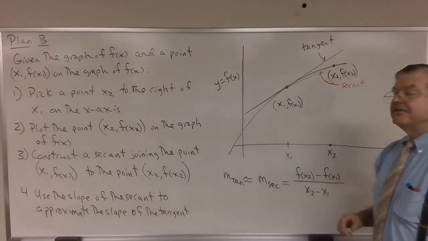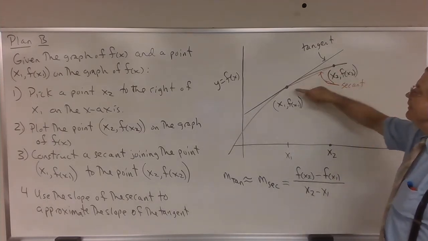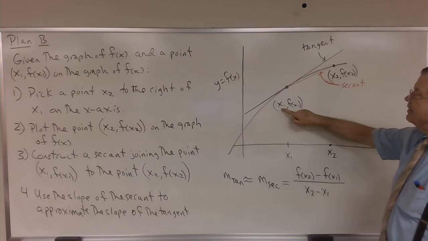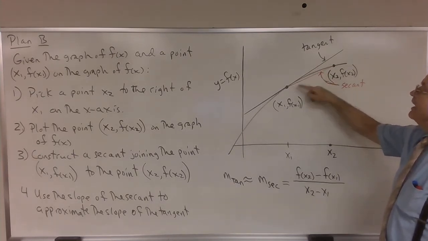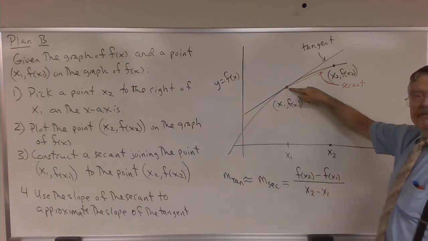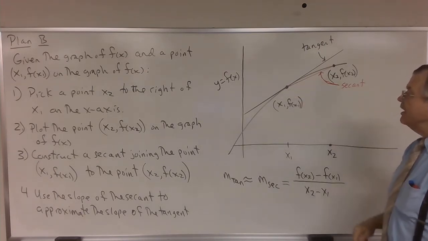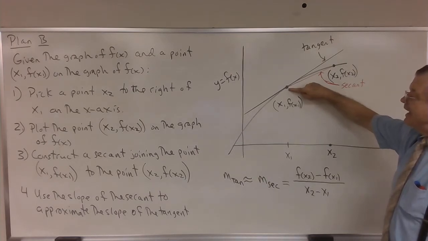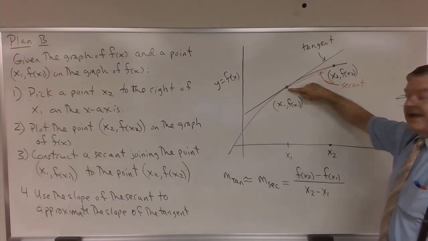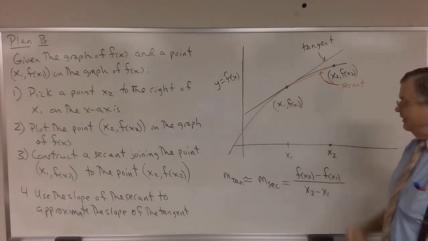The tangent line to a function at a particular point x1, f of x1, is a line that contains that point and has the same exact slope as the graph of the function at this point. So right at this point, x1, f of x1, the slope of the tangent line and the slope of the graph of f of x are exactly the same.